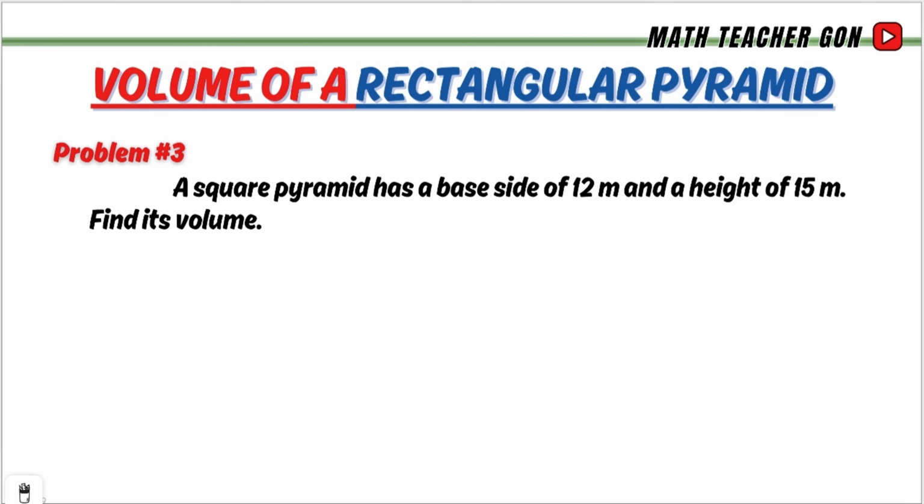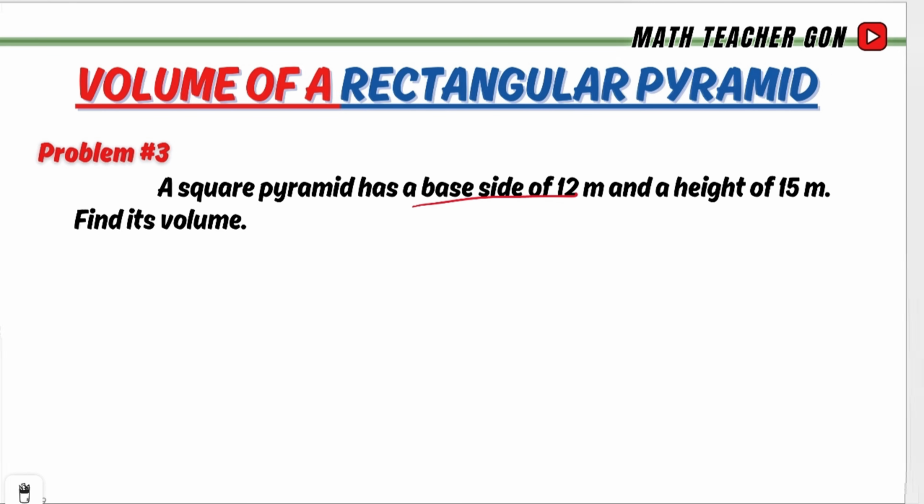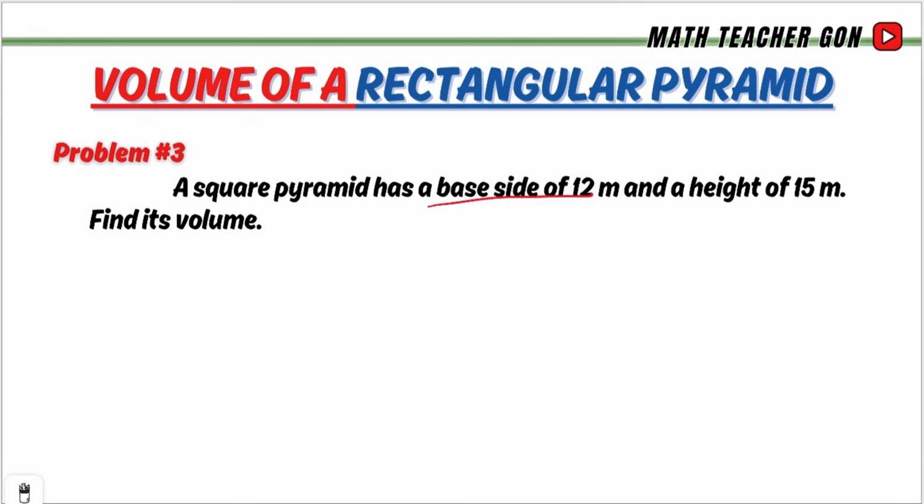Next, problem number 3. A square pyramid has a base side of 12 meters and a height of 15 meters. Find its volume. So again, given is base side, which is 12, and then a height of 15. So we have side is equal to 12 meters, height is equal to 15 meters. Formula, you have to memorize: 1/3 S squared H. So we have 1/3 times S is 12, and then squared, don't forget, and then 15.